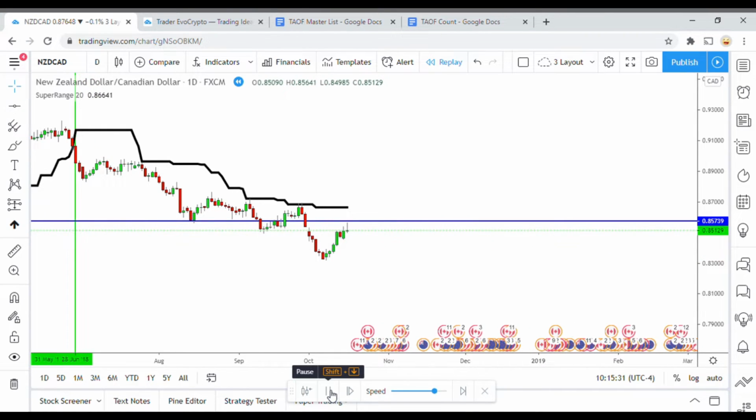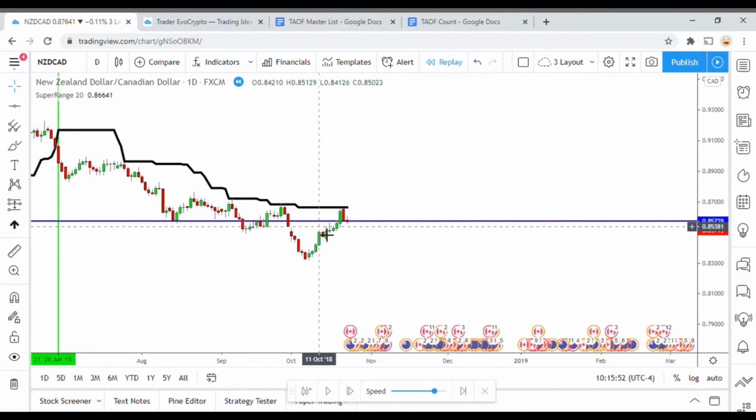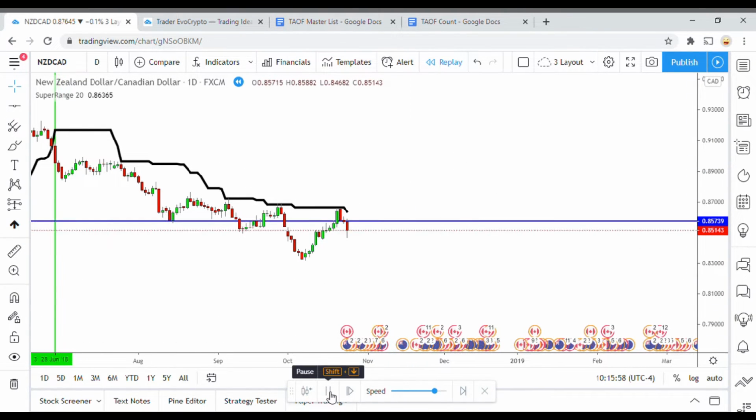So now it's broke clear down below that, tried to make a move, really strong move down. Now it's pushing back up. It's hit our super range. It's broke back up through that zone again, coming down to retest it. At this point, there's a very good chance that it's now going to try to push its way back up.